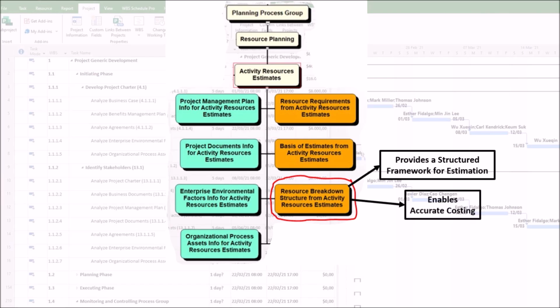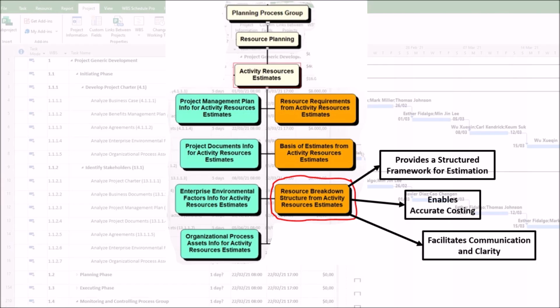2. Enables accurate costing. The resource breakdown structure is a direct input to the estimate costs process. By having a clear, categorized list of resources, you can accurately assign costs, such as hourly rates for each labor category or rental fees for specific equipment. This prevents budget omissions.